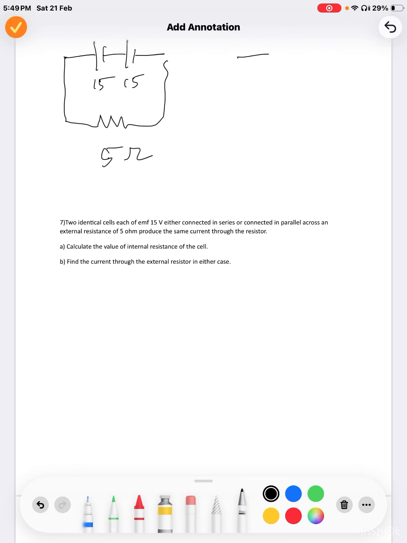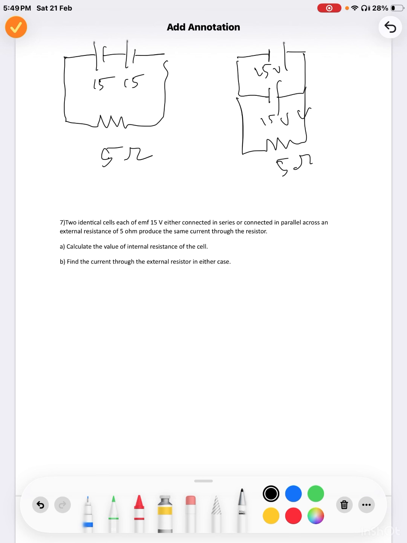Once they're connected in series, next time they're connected in parallel. 5 ohm is the same, 15 volt and 15 volt. The same internal resistance, there is no change. Now the question is, calculate the value of internal resistance of the cell. So we need to find this.